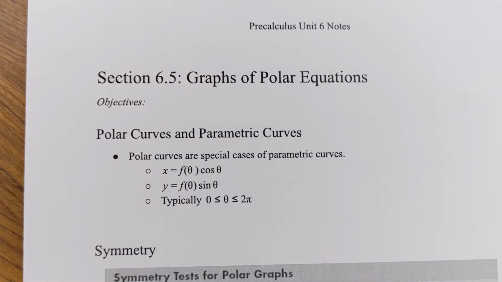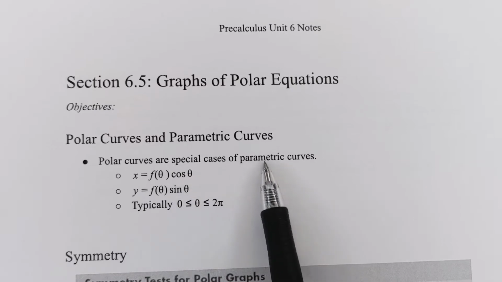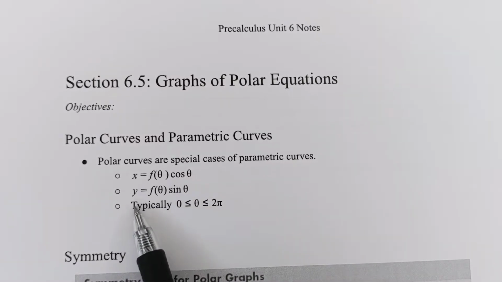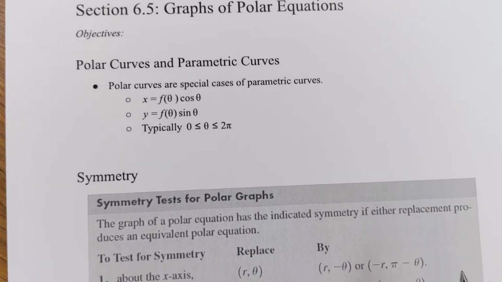Okay, so we have the notes for section 6.5, graphs of polar equations. Polar curves are special cases of parametric curves. So x is equal to some function of theta times the cosine, and y is equal to some function of theta times the sine. Typically we stay in one full rotation, 0 radians to 2 pi radians.